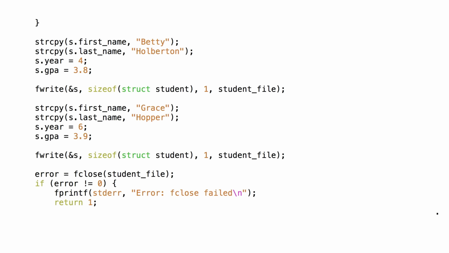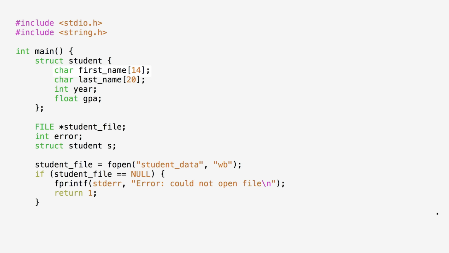It seems possible for us to compute the struct size. We know that the first name is allocated 14 bytes and the last name is allocated 20 bytes. Most likely, the year will be 4 bytes and the GPA will be 4 bytes. So perhaps the entire struct is 14 plus 20 plus 4 plus 4, that's 42 bytes. However, we are guessing at the size of an integer and float. And even if we knew those sizes for certain, we still wouldn't know the size of the struct.